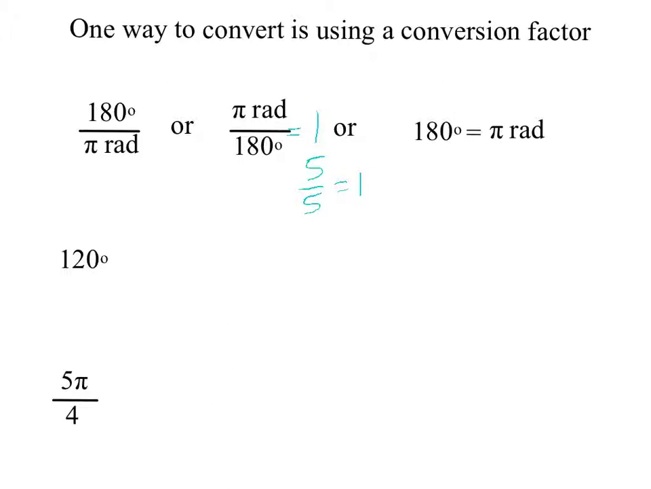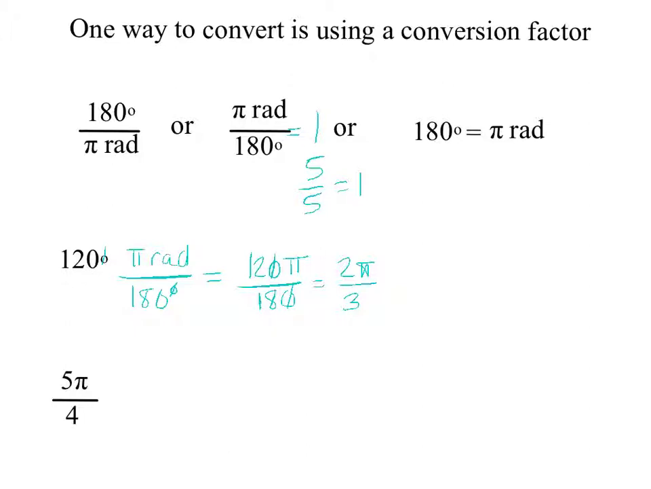I can use one of these equations, either this one or this one, and multiply it by my numbers so that it cancels out the degrees and gives me radians. So I'm going to use pi radians over 180 degrees, because then the degrees cancel out. I'm left with 120 pi over 180, and then I need to reduce that. 6 goes into 12 2 times, and 6 goes into 18 3 times. So 120 degrees is the same thing as 2 pi over 3.